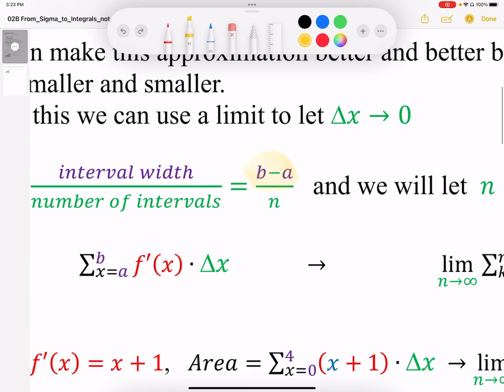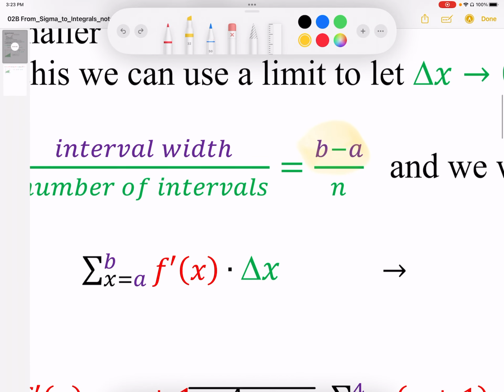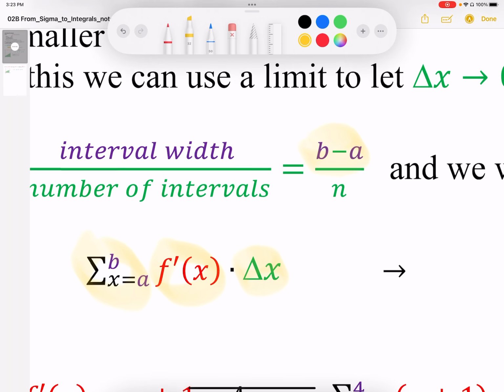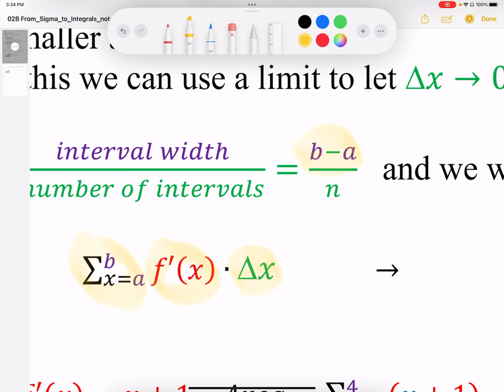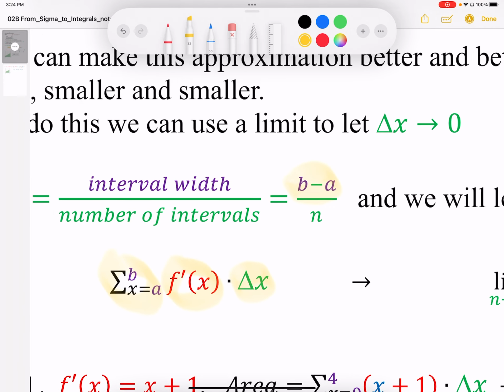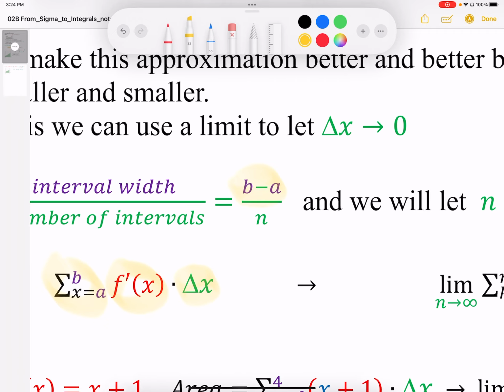So our summation form looks like this. It's the height, f prime, times the width, and this summation just means we're going to add up all those rectangles from A to B. And we're going to see this in a few different ways. So that's one way to see it, the way we're going to see it in some problems.